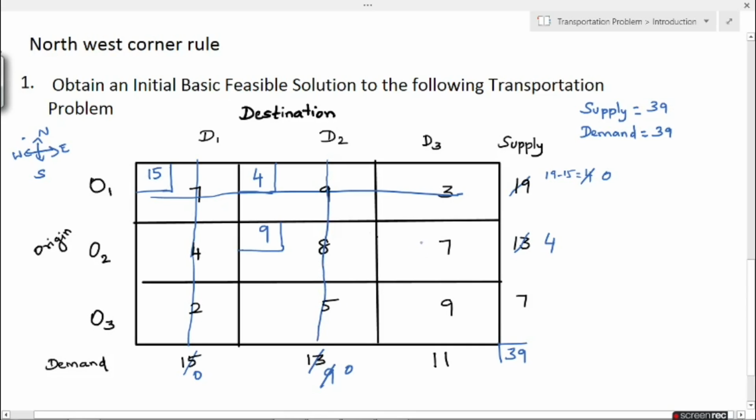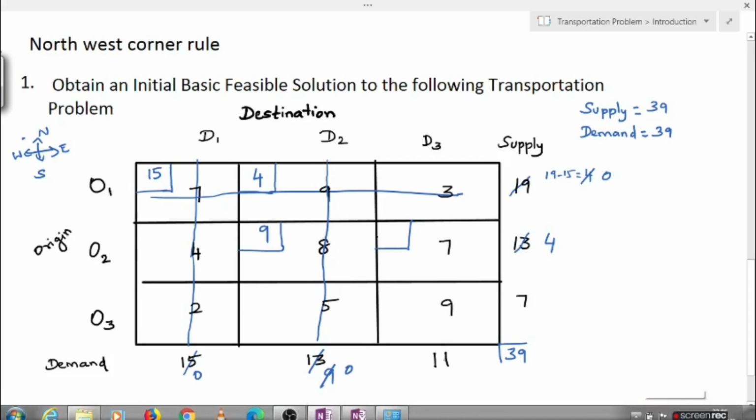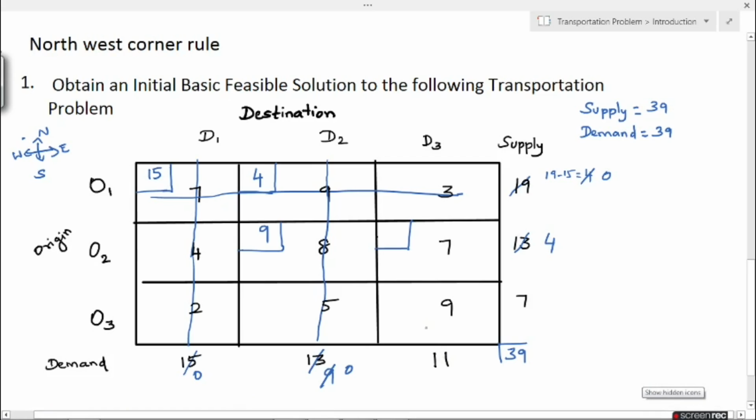Next move on to the remaining cells, that is 7 and 9. So the northwest corner side is this point, so our next allocation should be here. The corresponding supply is 4 and the corresponding demand is 11. So minimum is 4. I'm allocating 4 here. So using that allocation value, we have to subtract these two. So 4 minus 4, 0, and 11 minus 4, that is 7. See here, supply value is 0, so we have to cancel the corresponding row.